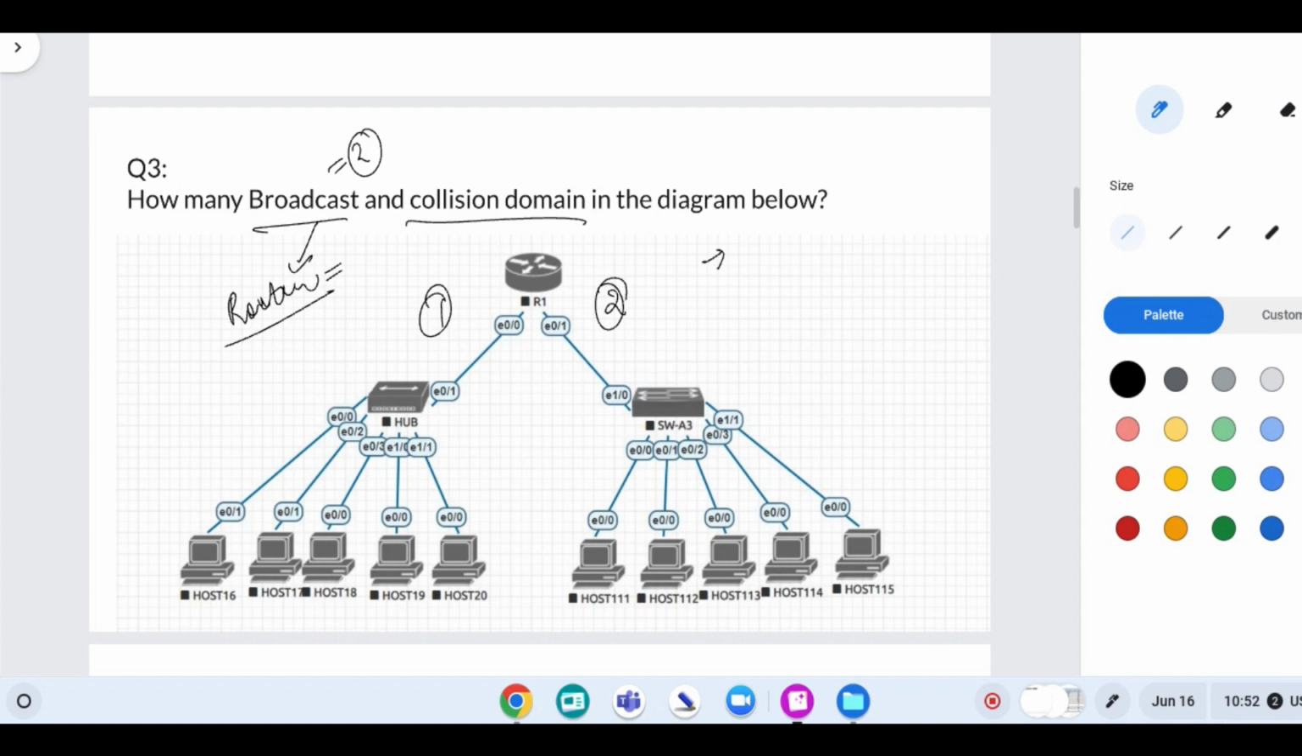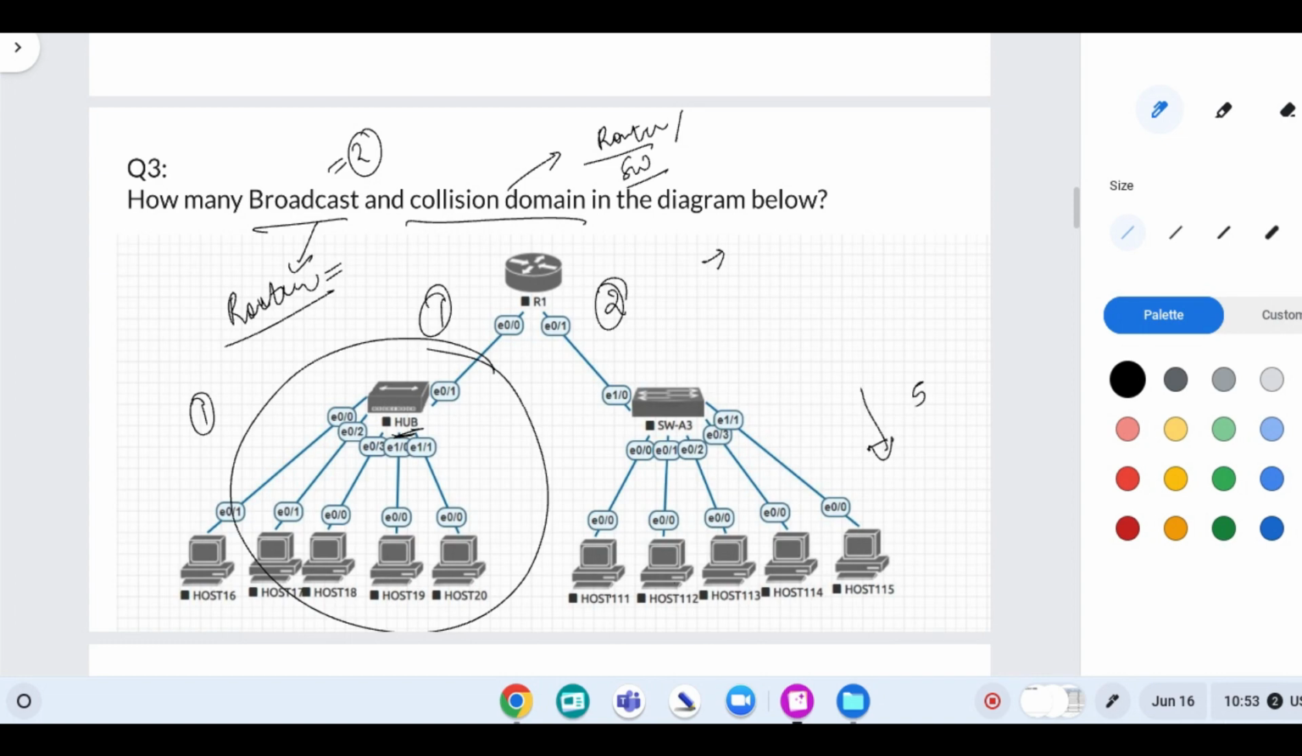In terms of collision domains, the switch and the router both can break a collision domain. Here you'll see this is the hub, so this whole is considered as one collision domain. The switch also breaks the collision domain. There are 5 systems connected at the access side, so 5, and this is also one collision domain. So total 5 plus 1, 6 plus 1 here. So there are 7 collision domains and 2 broadcast domains. Okay, this question is done.